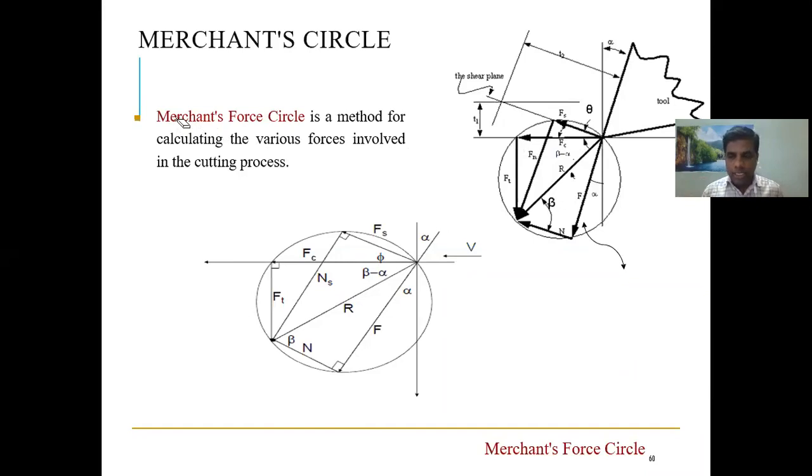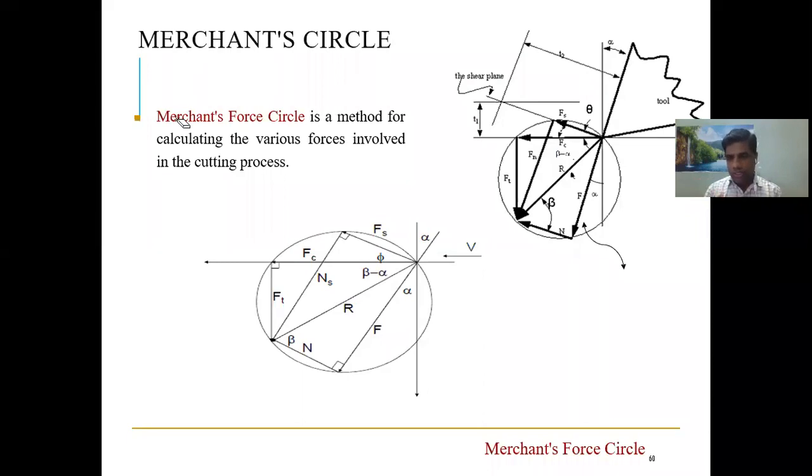So in that Merchant circle, all 6 types of forces are nothing but 3 pairs of different forces. All the force contact points lie on the periphery of the circle. So this circle is called the Merchant circle. This is a very easy method to calculate the various forces involved in the cutting of the material.